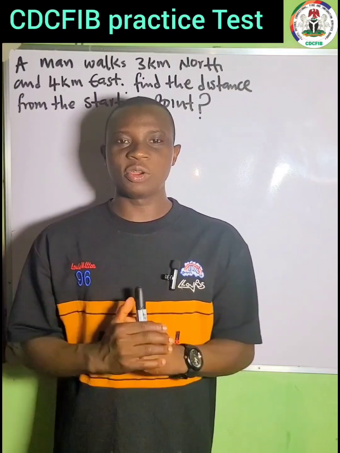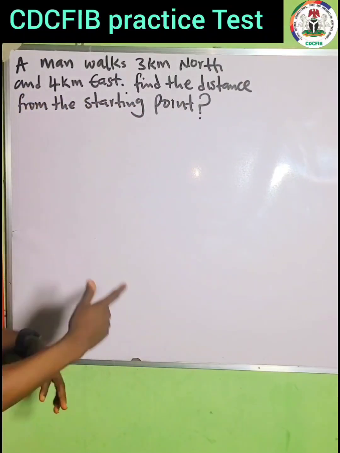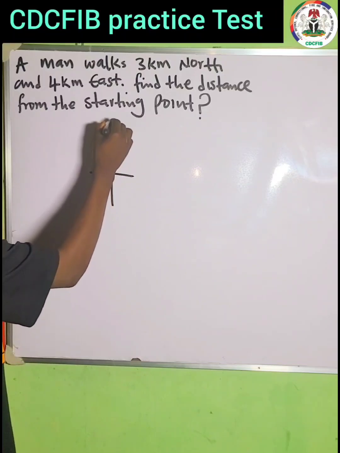A man walked 3 kilometers north and 4 kilometers east. Then we are asked to find the distance from the starting point. So all we're going to do is to recall our cardinal points. So this is the north, right?